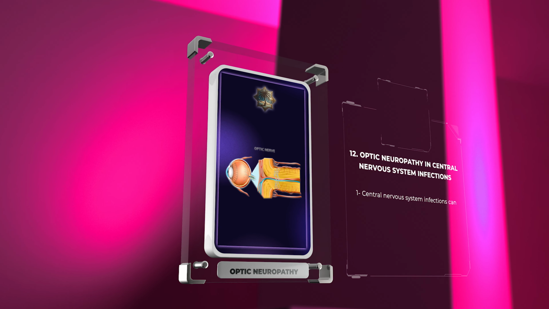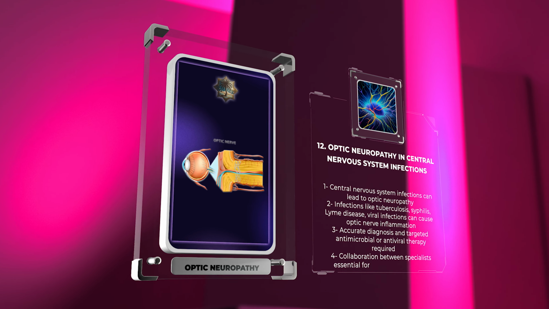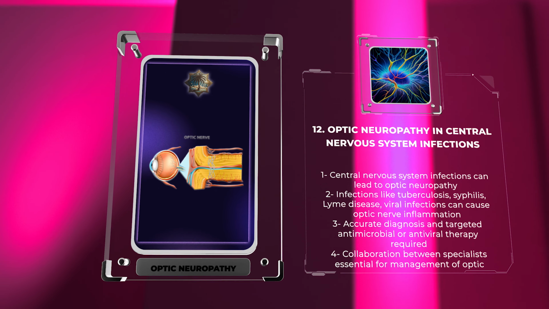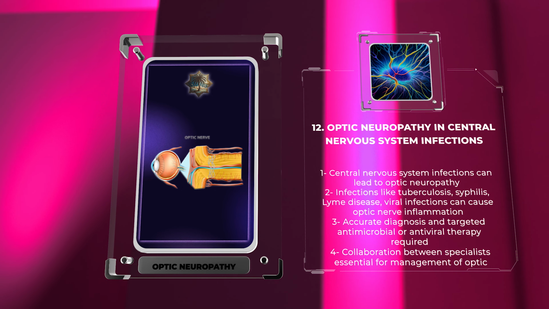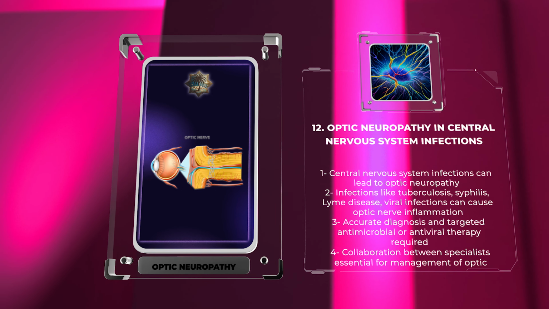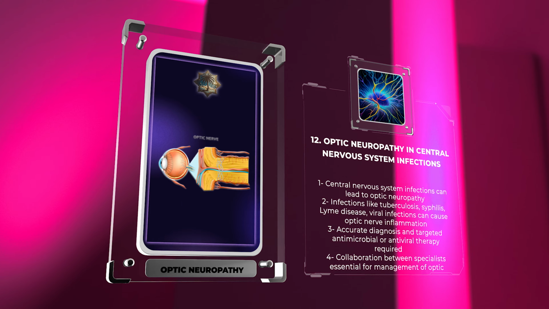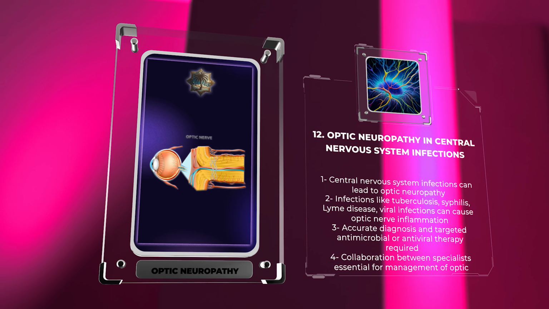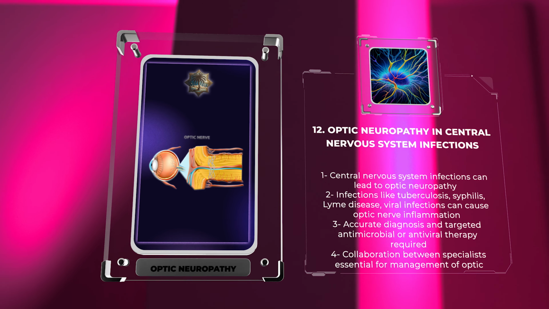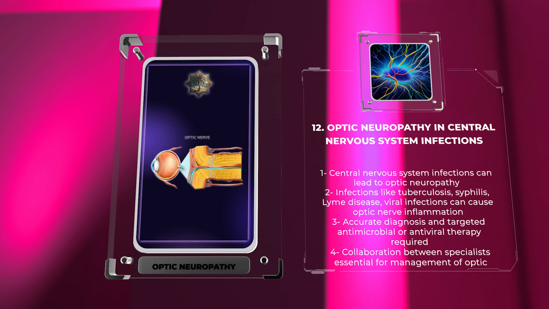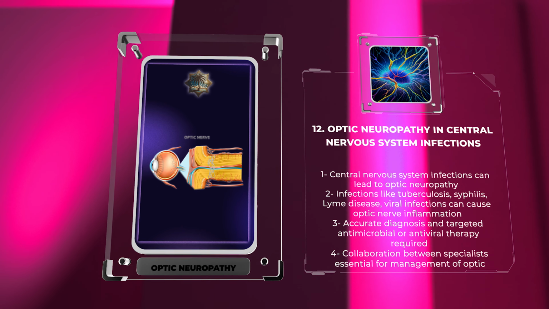Central nervous system infections can involve the optic nerve, leading to optic neuropathy. Conditions like tuberculosis, syphilis, Lyme disease, and viral infections, for example, herpes simplex and varicella zoster, can cause optic nerve inflammation, resulting in vision loss. Accurate diagnosis and targeted antimicrobial or antiviral therapy are required to manage the underlying infection and halt further optic nerve damage. Collaboration between neurologists, infectious disease specialists, and ophthalmologists is crucial for the optimal management of optic neuropathy in the context of central nervous system infections.